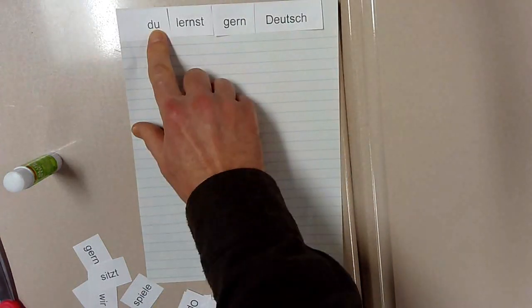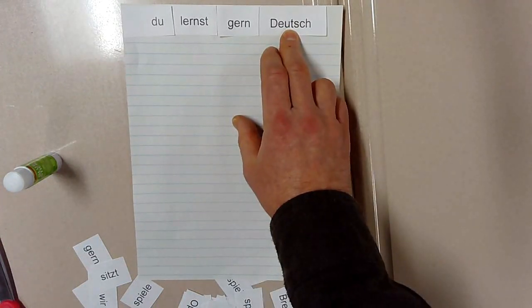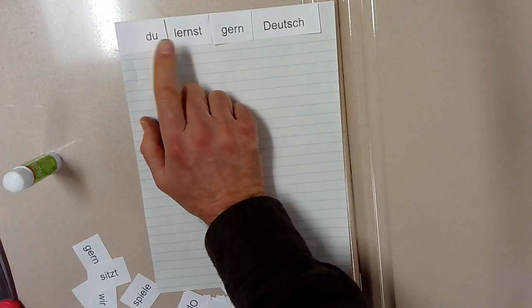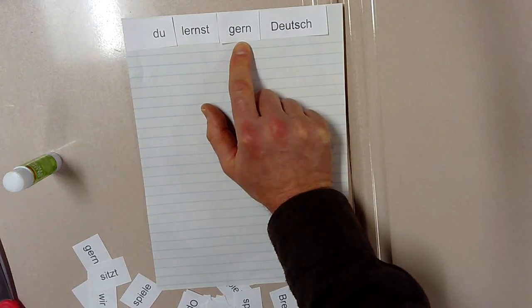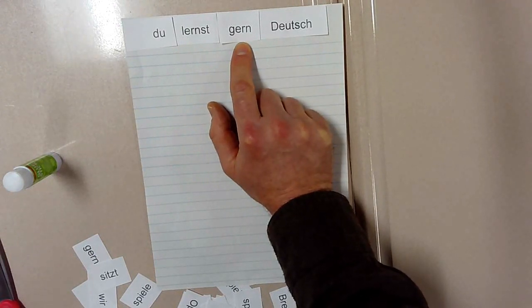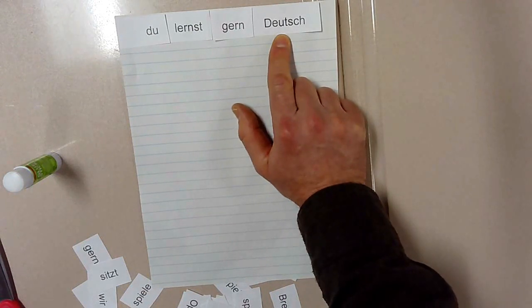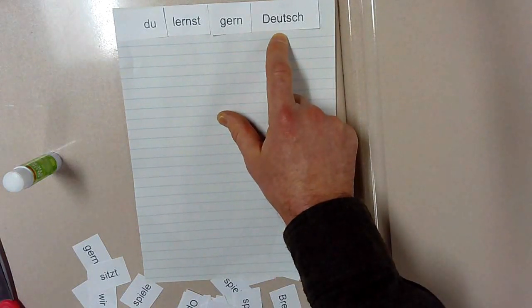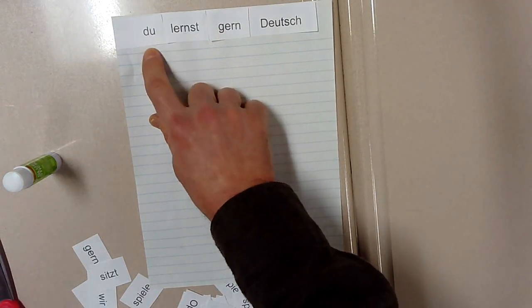And then you have a subject, a verb, gern, the adverb, and an object, in this case, Deutsch, for every sentence. So again, the subject does the action. The verb is the action. In this case, you learn, du lernst. Adverbs modify the verb just like an adjective modifies a noun. So how do I learn? Well, I learn happily or with pleasure. And then what do I learn? The object, in this case, direct object, is receiving the action. So you learn. I learn what? German. German is receiving the action. Okay, it's being learned by you.